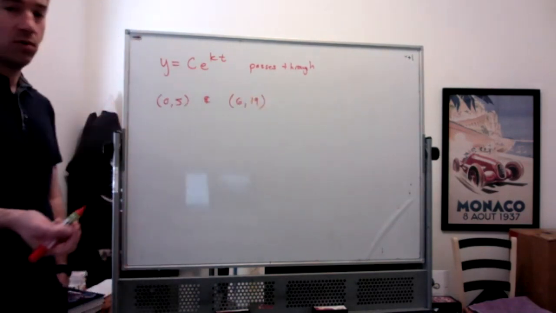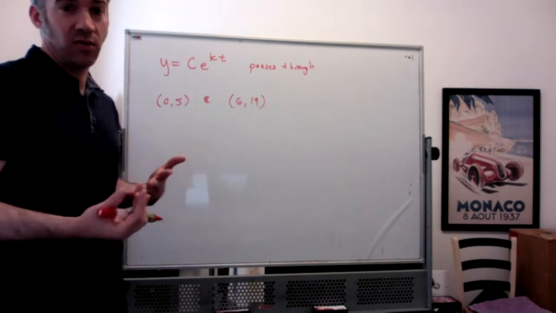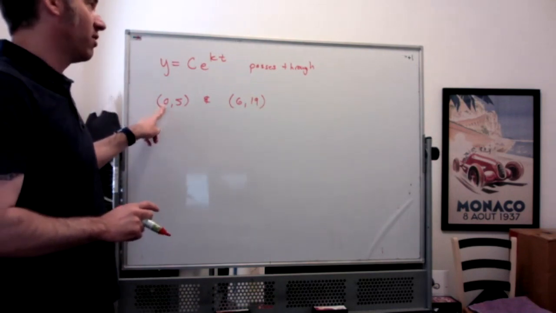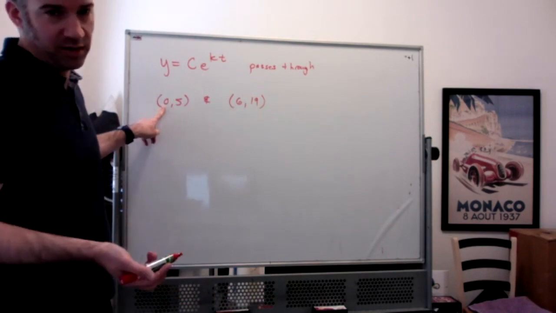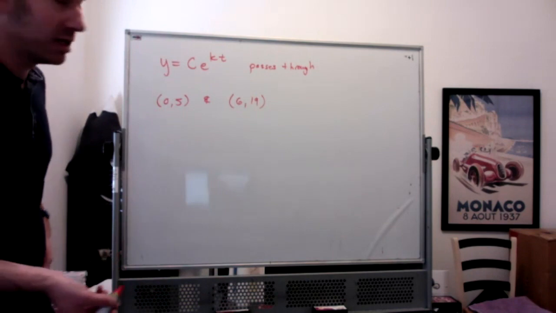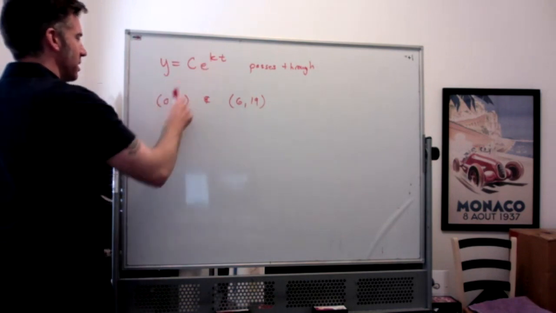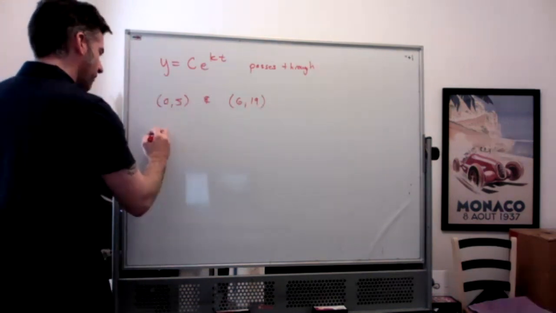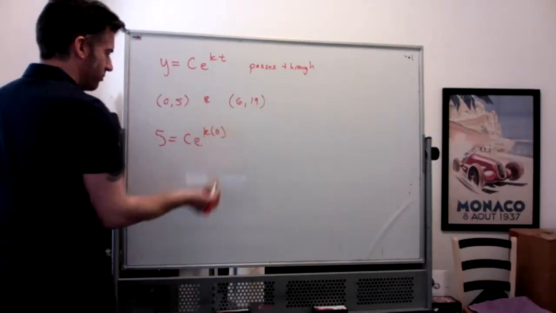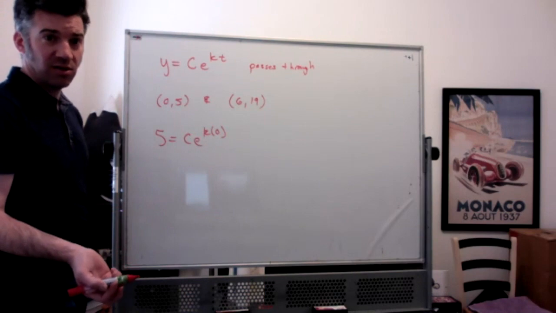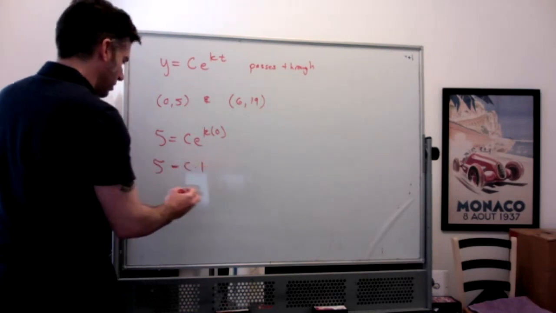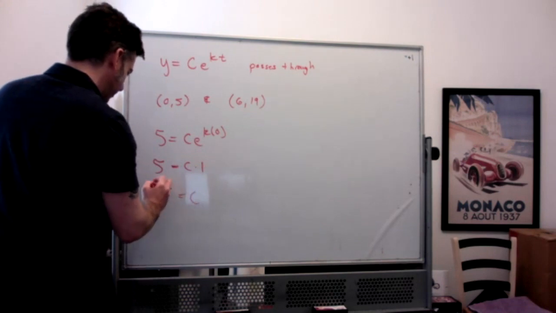Okay, so you can start with either one, but it's worth knowing that specifically if you're given the 0 for your t value or your x value, it's t in this case, it could be x, you should probably use that point first. It's going to be easier to manage. So I plug in 0 for t and 5 for y. I get 5 equal to c e to the k times 0. Well, that's nice because k times 0 is 0 and e to the 0 is 1. So 5 equals c times 1. So c is equal to 5.